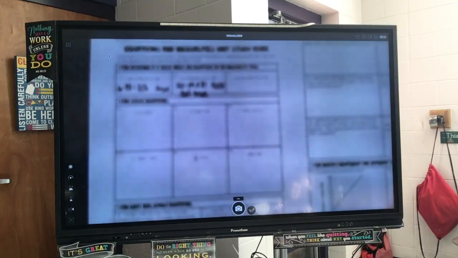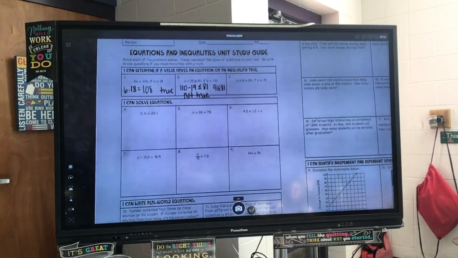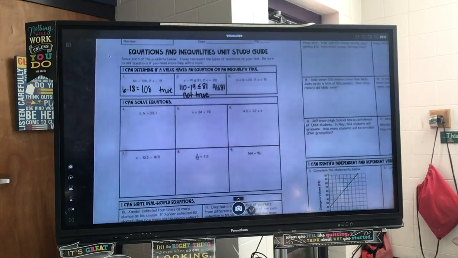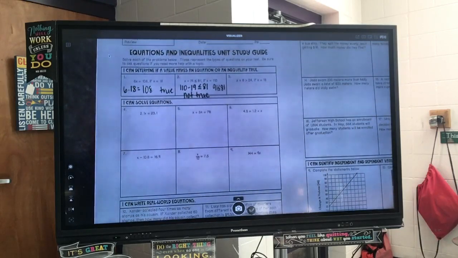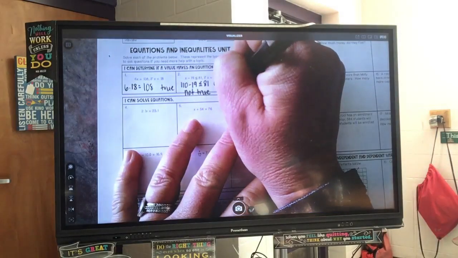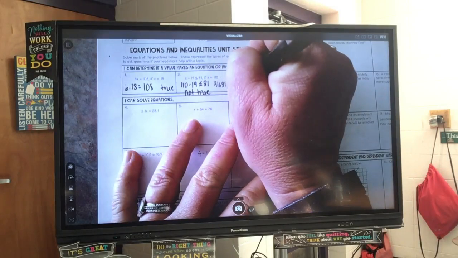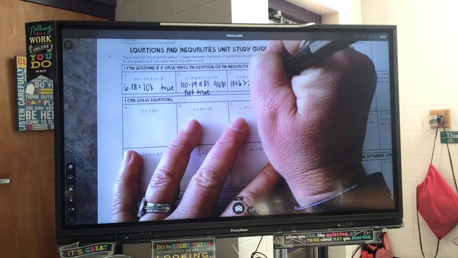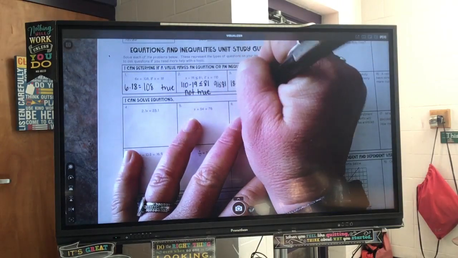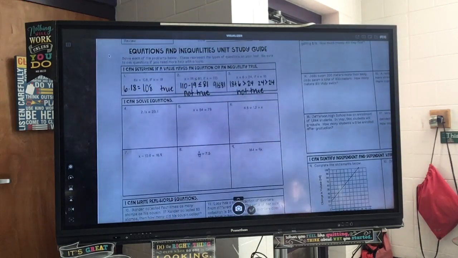Alright, so x plus 6 is greater than 24 if x equals 18. So what do we have to do here? It's the same process for everything, guys, so I should see more hands. Troy? Because we know that 24 is not greater than 24, right? So this is not true or false, whichever one you wanted to write. Alright, how do we do with those first three?